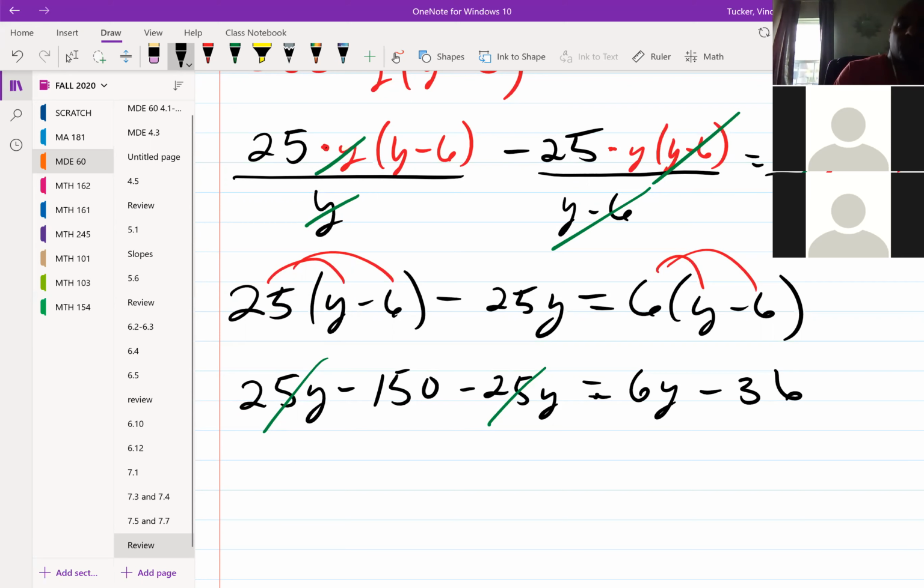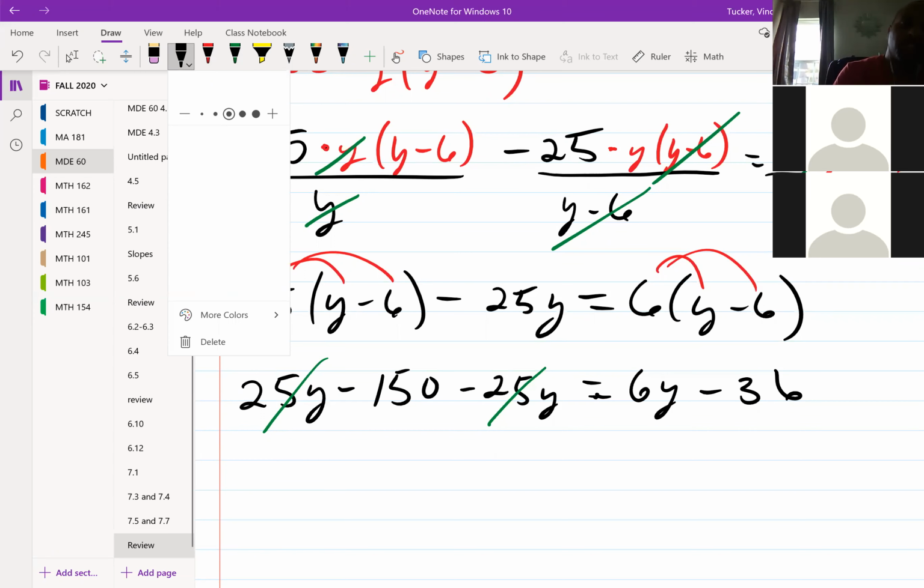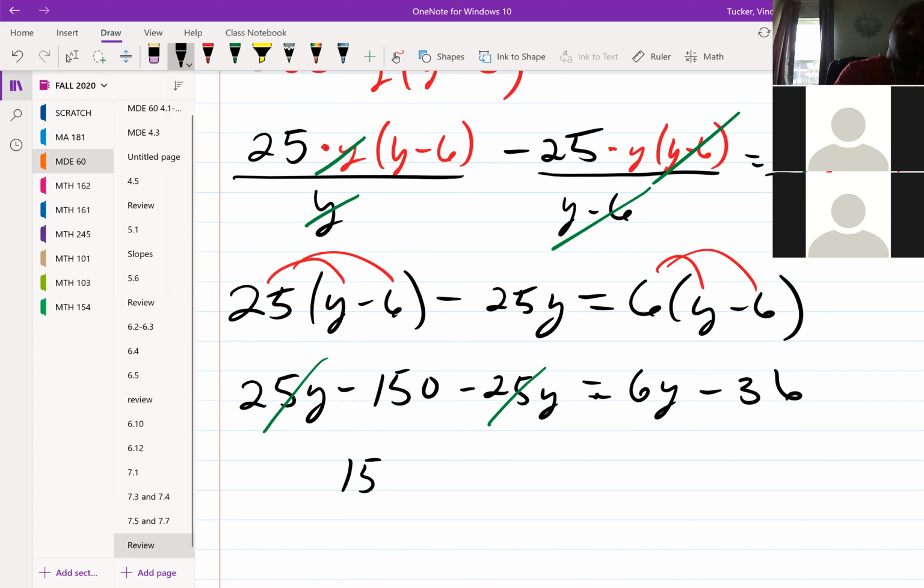So now we're combining like terms and then looking at what we have. Our goal should now be to get y by itself. We want to get y on one side by itself. So on the left side, 25y minus 25y will cancel, leaving me with just 150. And that's 6y minus 36.